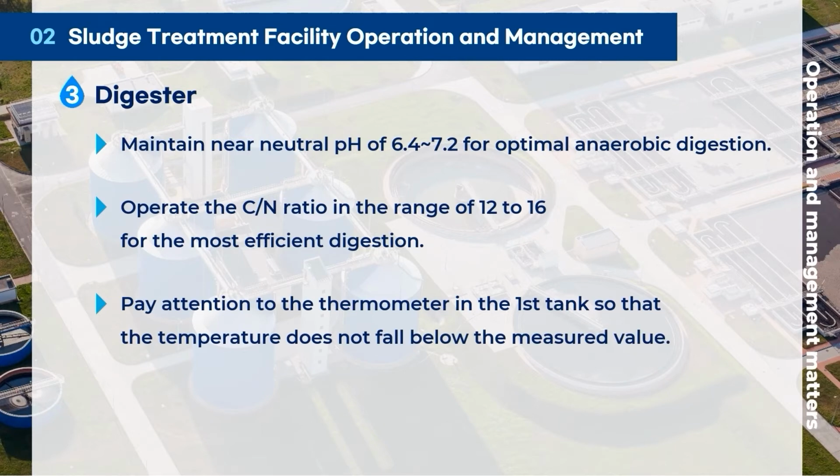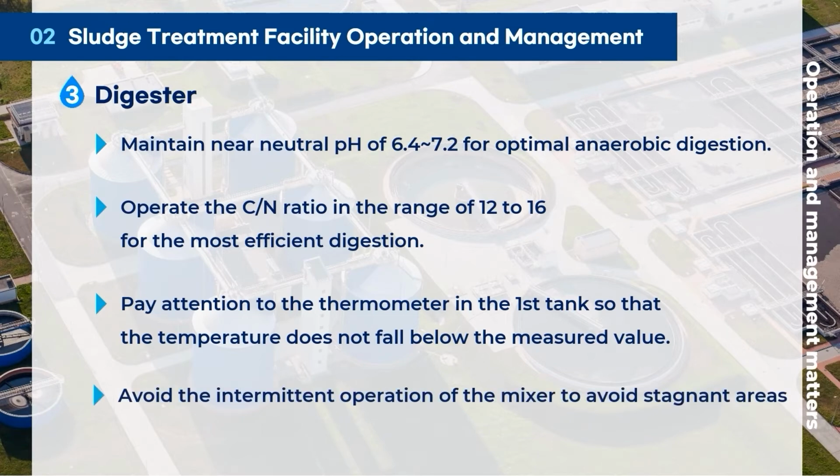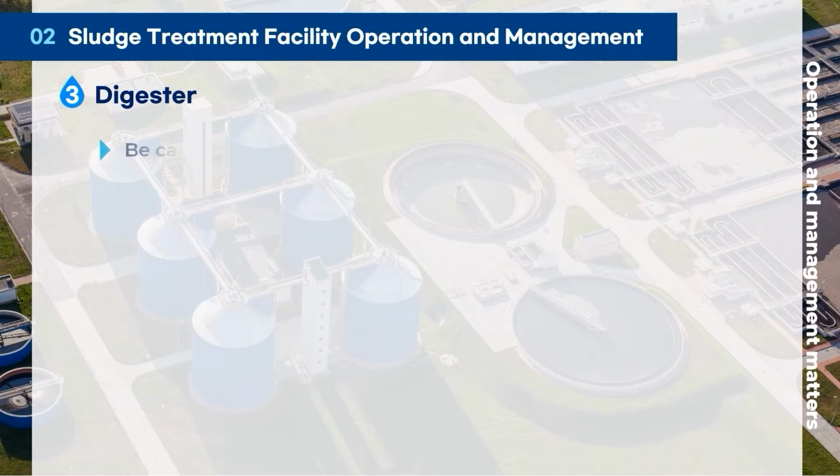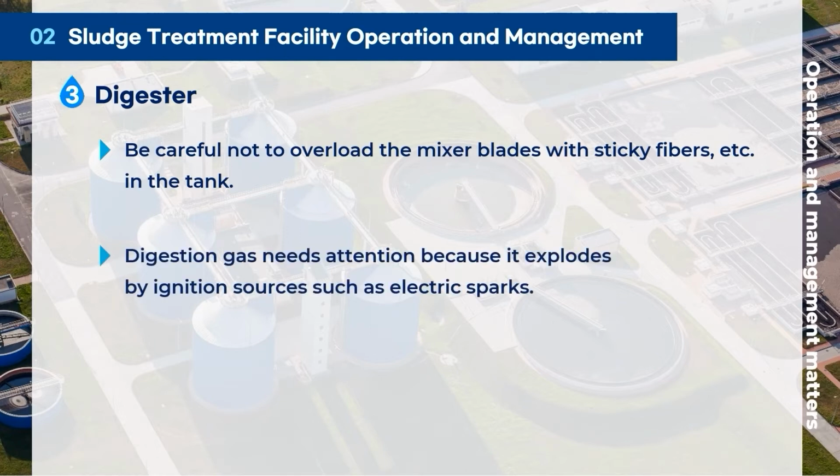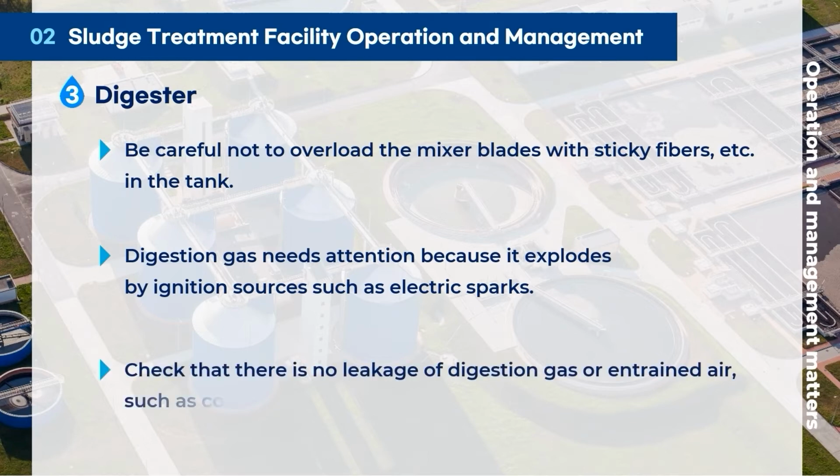The stirring apparatus should avoid intermittent operation and be operated continuously to avoid the formation of stagnant areas. And care should be taken to make sure the stirring blades are not overloaded due to tangling from fibrous material. In particular, digestion gas can explode due to exposure to an ignition source like an electric spark, so caution must be used. Careful checks must be made to avoid malfunctions, such as corrosion, cracks, or defective joints, and to avoid gas leakage or mixing of air.